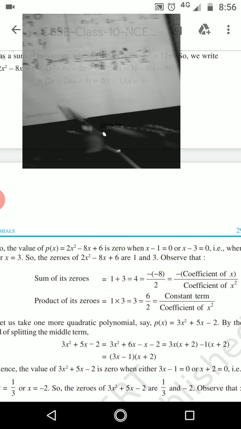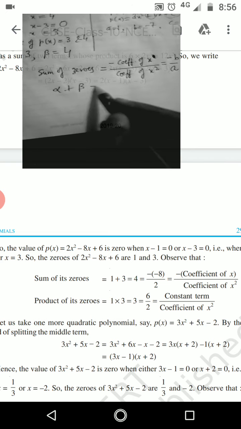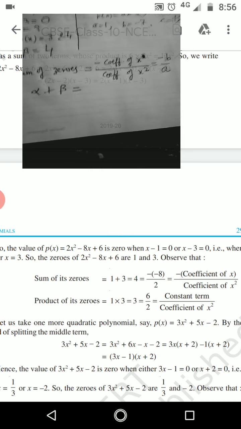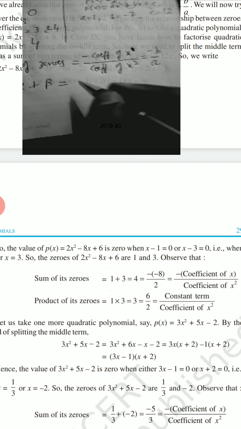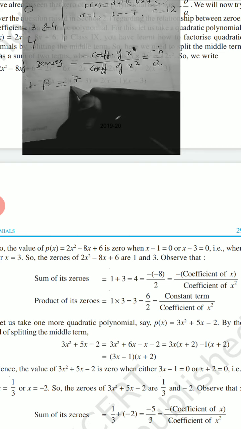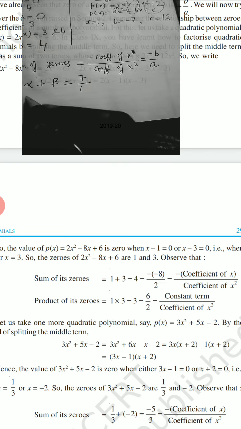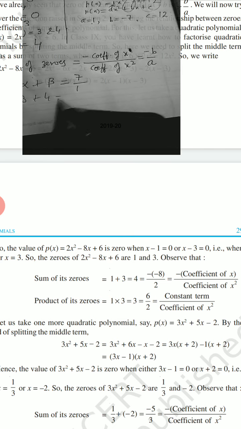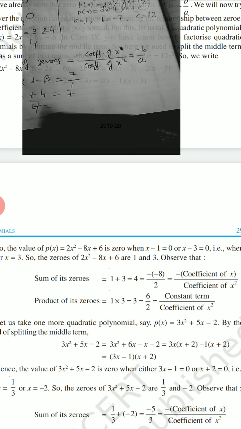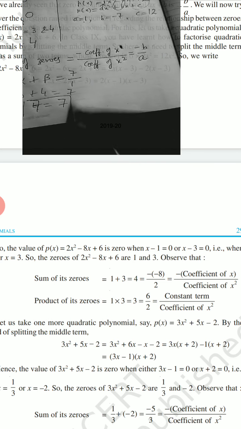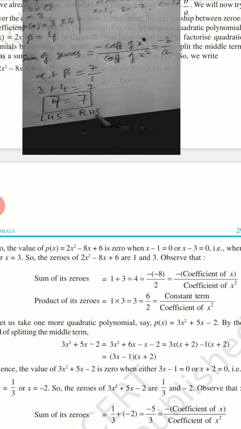And here sum of zeros are alpha plus beta, and minus b, you can see minus 7, so minus minus become plus 7 upon a is 1. Now alpha is 3, beta is 4. So now you can see LHS 4 plus 3 is 7 equal to 7. LHS become equal to RHS.